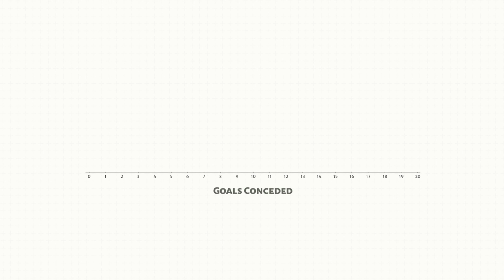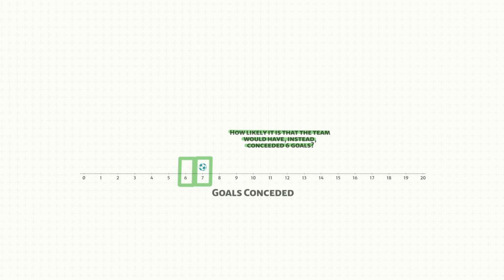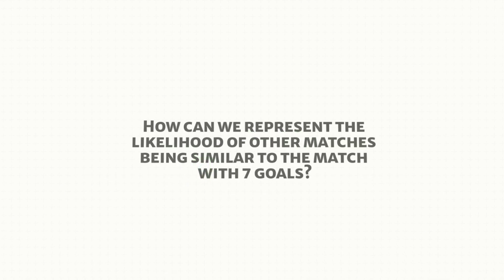If you look at one specific data point, say the 7 goals conceded by Man United, and wonder how likely it is that the team would have instead conceded 6 goals, you'd probably say there's around an 80% chance that the team would have ended up conceding 6 goals. It's not too different. So the problem here is, how can we represent the likelihood of other matches being similar to the match with 7 goals?